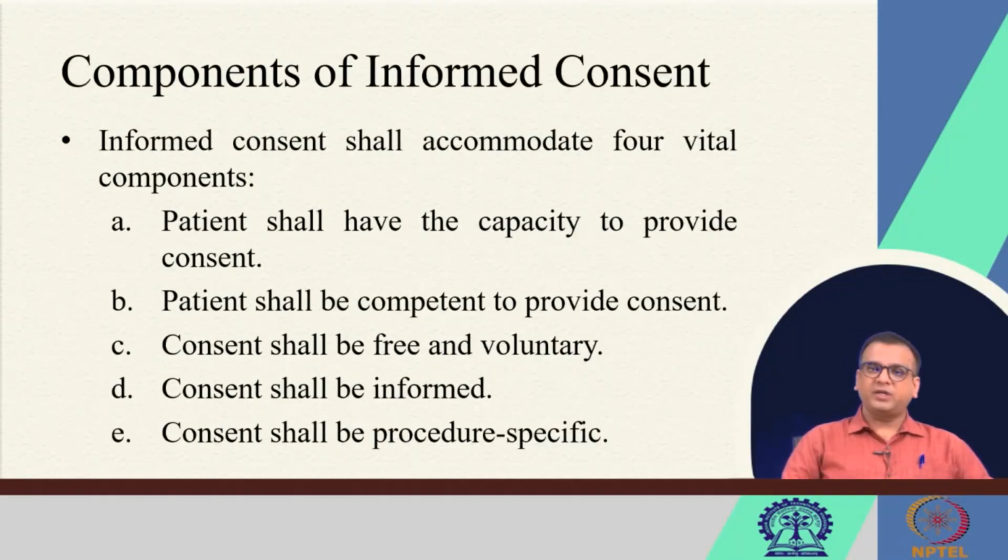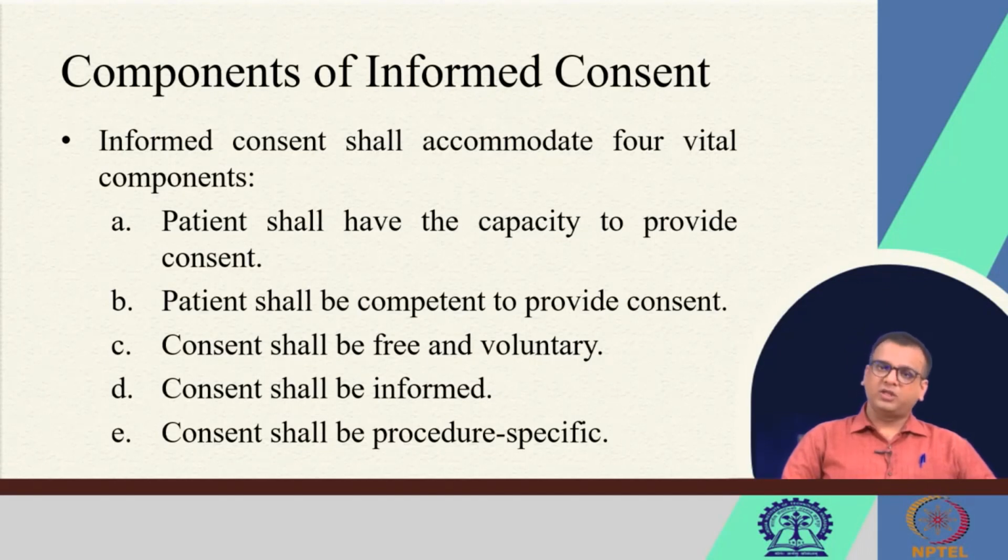What components must be included in informed consent to make it valid? Informed consent shall accommodate four vital components. The patient shall have the capacity to provide consent, which is very important. The patient should not be unconscious, should not be intoxicated, should not be mentally unsound, and should be capable of understanding the risk involved in order to give proper consent. So, foremost is capacity. Second, the patient should be competent to provide the consent.